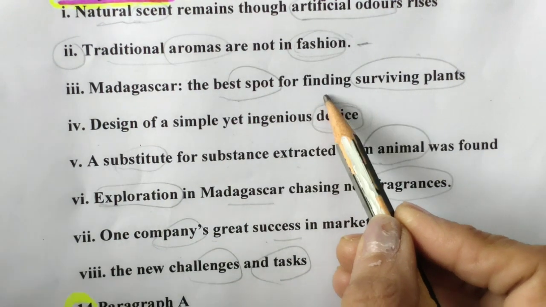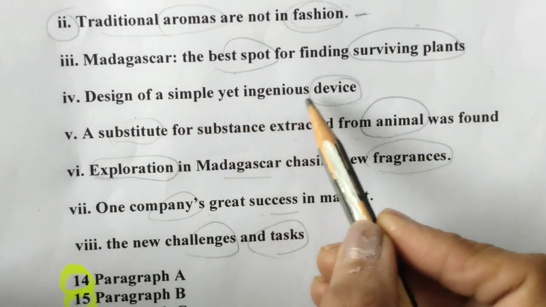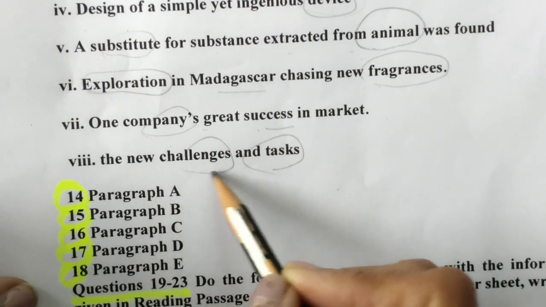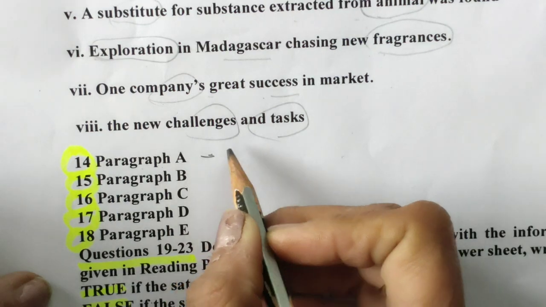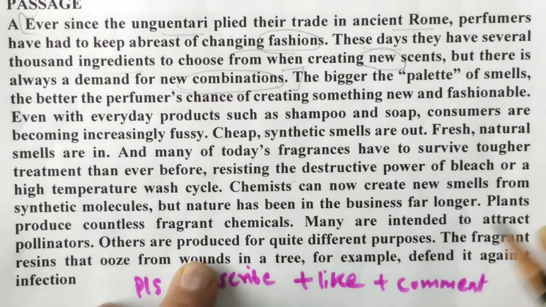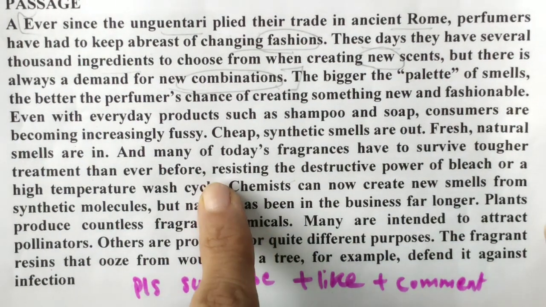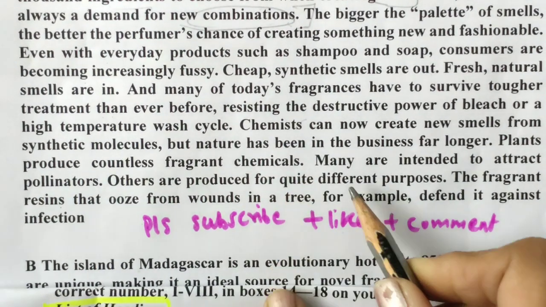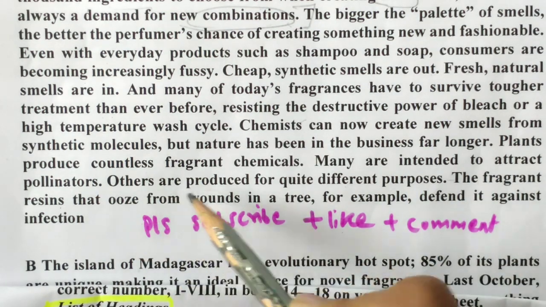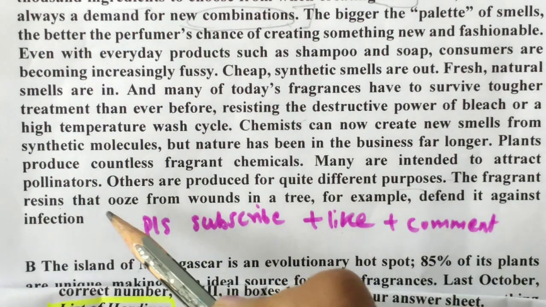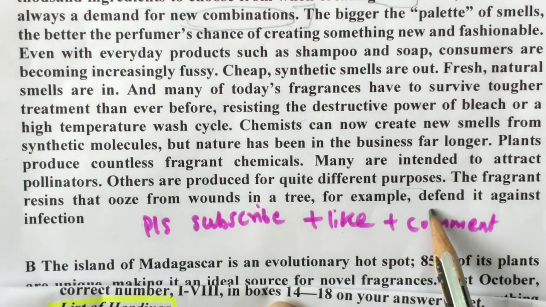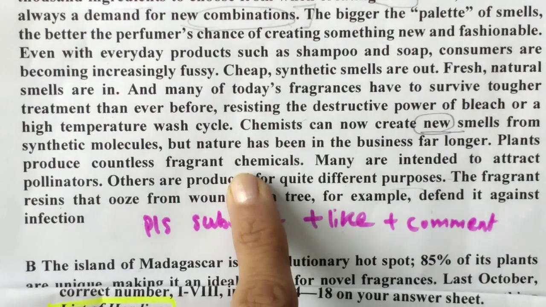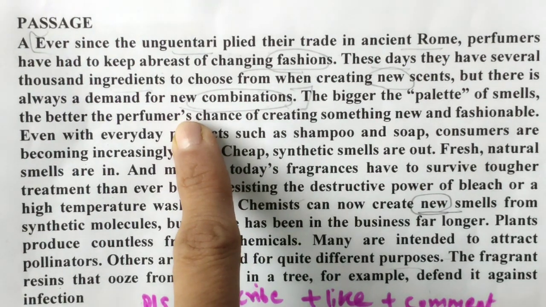Madagascar, the best spot for finding surviving plants, design, no, animal kind of thing, exploration, one company's new challenge. Nothing is given, only one. I am matching the first two sentences, but if you think it is not possible with the first two sentences, then you can read the last sentence also. Many are intended to attract pollinators, others are produced for different purposes. The fragrant resins, so they are talking about something different. New smells, the word new is there actually everywhere, so they are talking about new combinations.